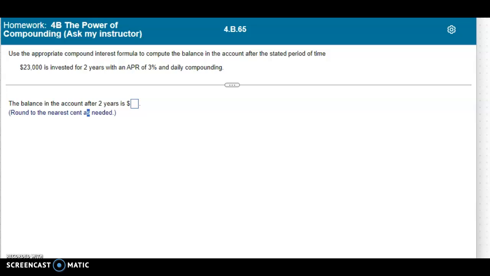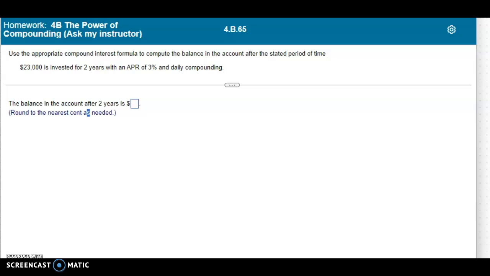So we're looking at this problem. It comes from 4B. It's called the power of compounding, and it asks us to use the appropriate compound interest formula to compute the balance in the account after the stated period of time. 23,000 is invested for 2 years with an APR of 3% and daily compounding.